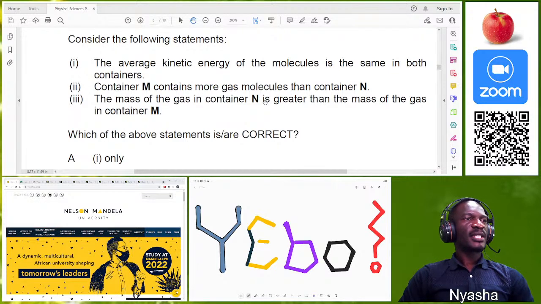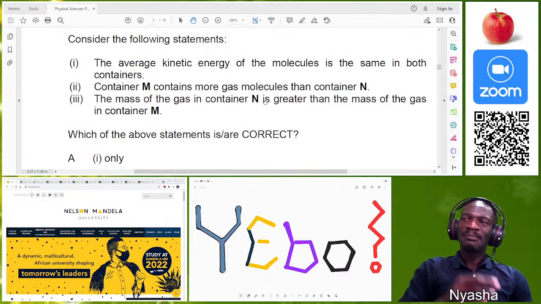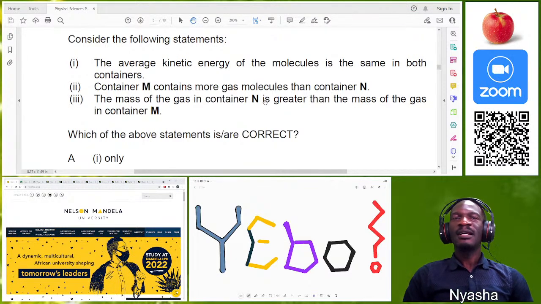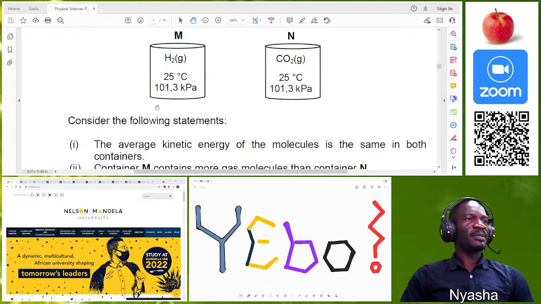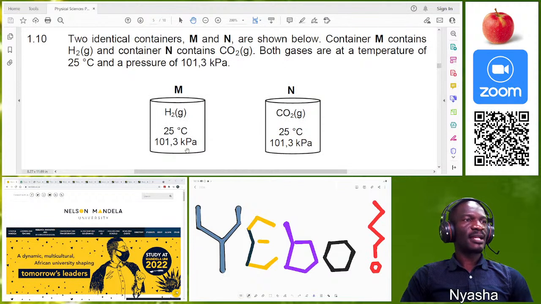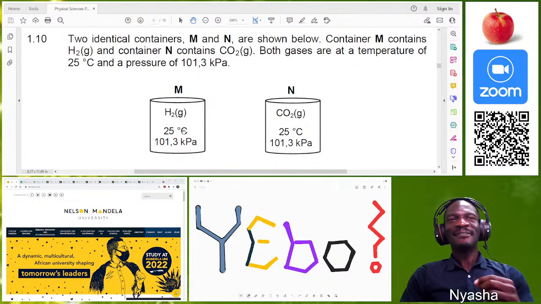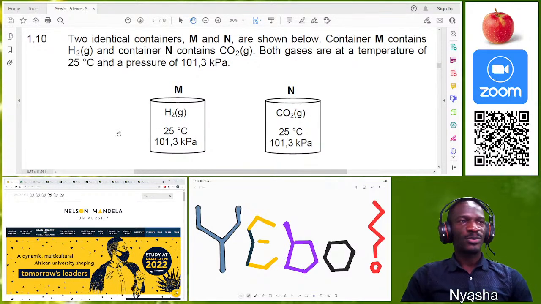Second, container M contains more gas molecules. How do I calculate the number of gas molecules having been given these parameters? How do I find the number of gas molecules? If I were to open it, take one by one and count them, how can I do that mathematically? So you've got some equations. You've already been given some parameters, right? You've got some temperature, you've got some pressure. So the question is, how do I then find the number of molecules of this gas?